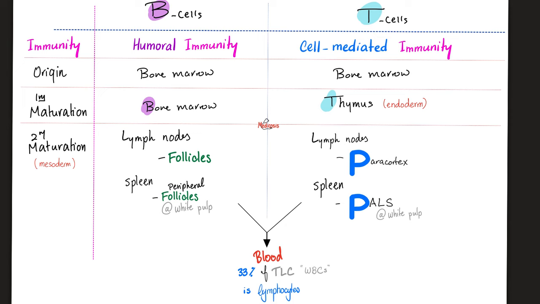If you're B lymphocytes, we'll always find you in the follicles. If you're a T lymphocyte, we'll always find you in the P, paracortex in the lymph node, periarterial lymphatic sheath in the spleen. Primary maturation is mostly endodermal.